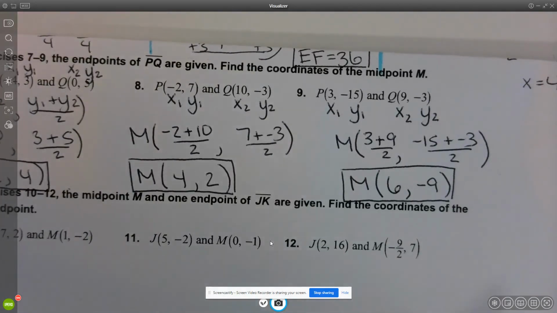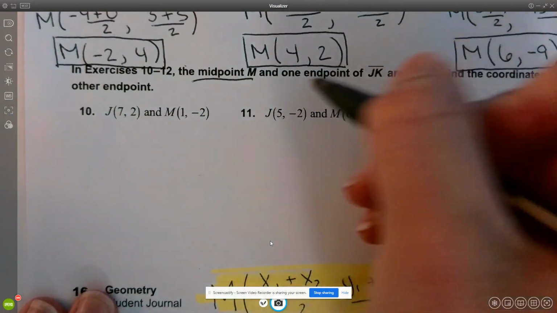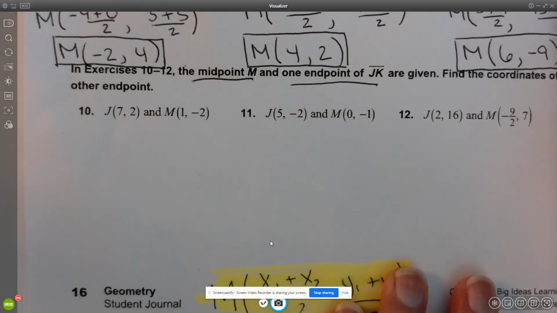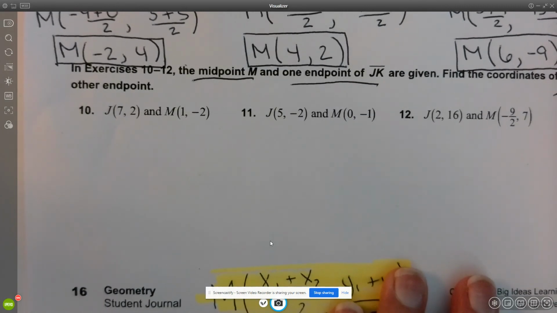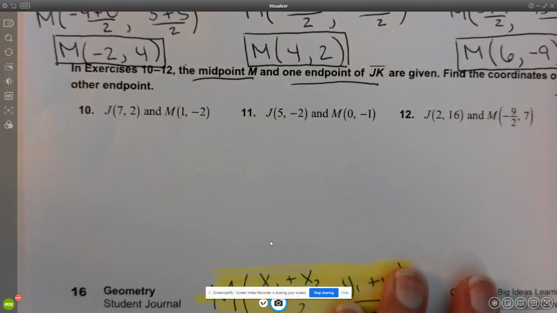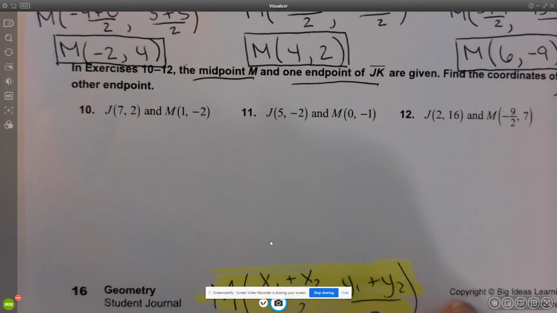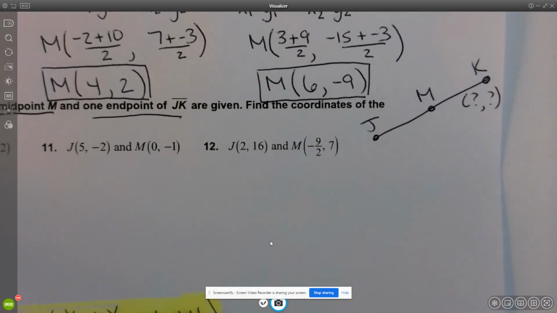Now in number 10, 11, and 12, this one's a little different. In this one, we are given the midpoint and we're given one endpoint, and we're trying to find the coordinates of the other endpoint. So just to kind of give you an idea here, we're going to be given the coordinates of J and the coordinates of the midpoint M. And we're trying to find the coordinates of the other endpoint.